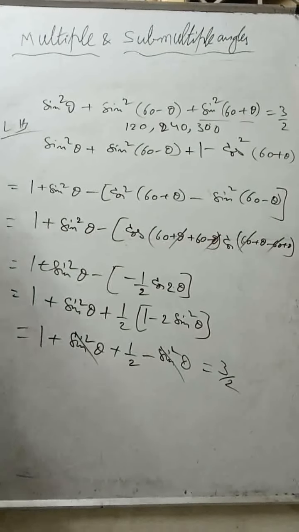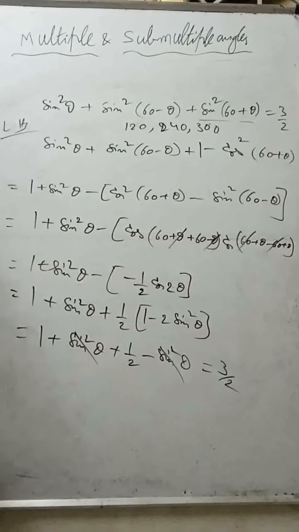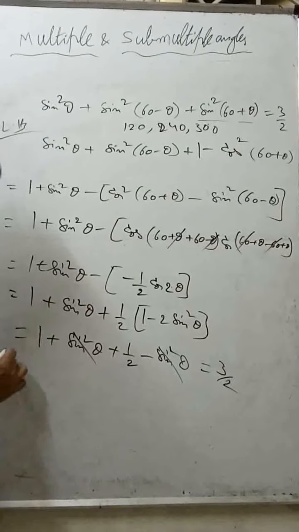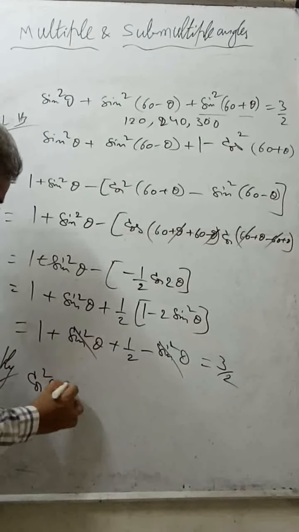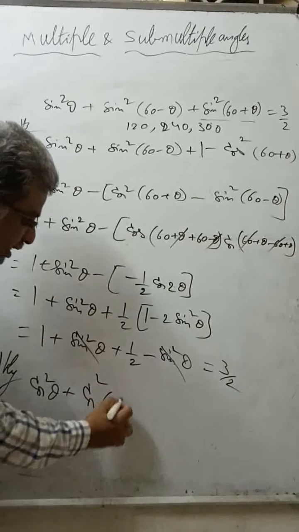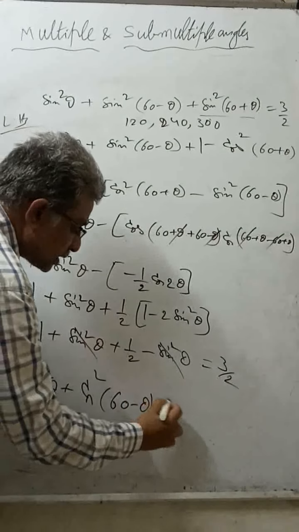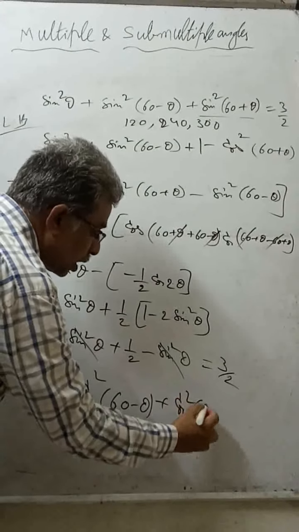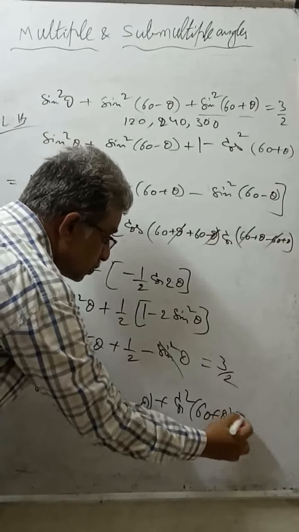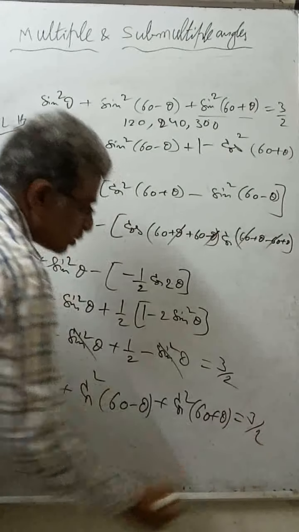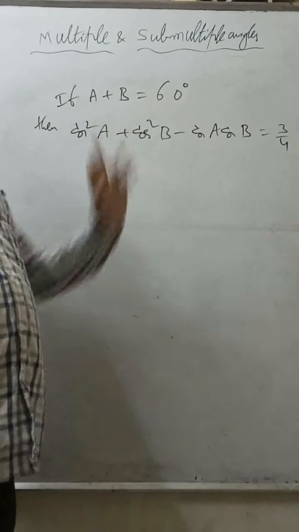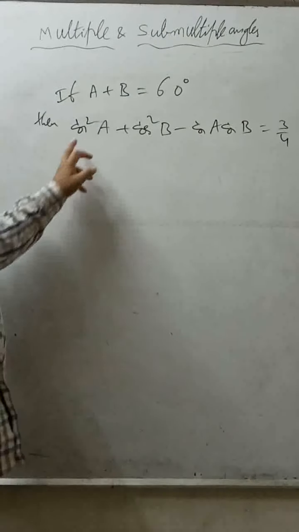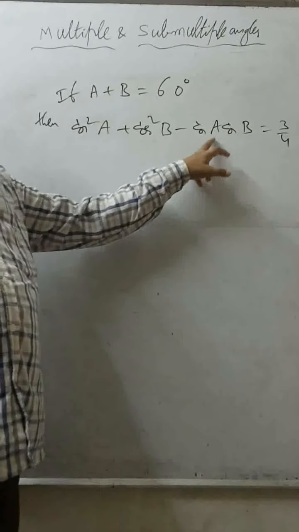Similarly, I can prove for cos also. So cos square theta plus cos square (60 minus theta) plus cos square (60 plus theta) is also equal to 3 by 2. If A plus B equal to 60 degrees, then cos square A plus cos square B minus cos A cos B equal to 3 by 4.